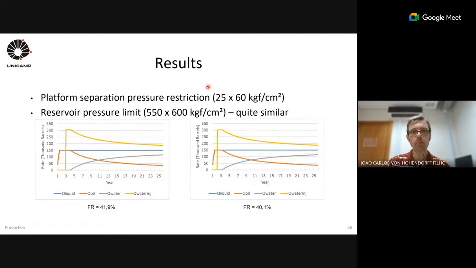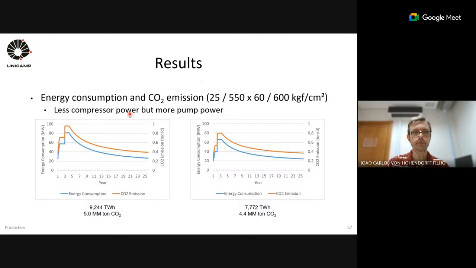Here I apply both the platform separation pressure change and the reservoir pressure limit. It changes the start of injection. The results are quite similar. But in terms of energy consumption and CO2 emission from this case, I need less compression power, but I need more pump power. Okay? It's just another evaluation that can be possible to do.